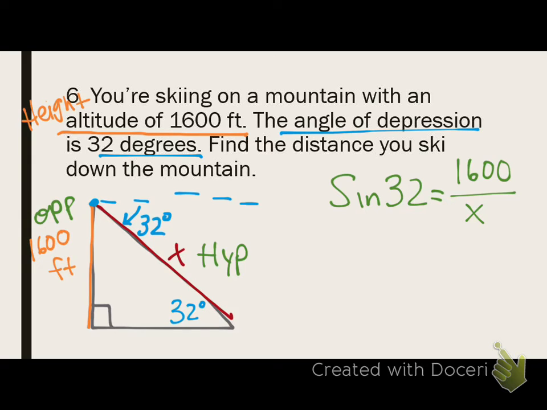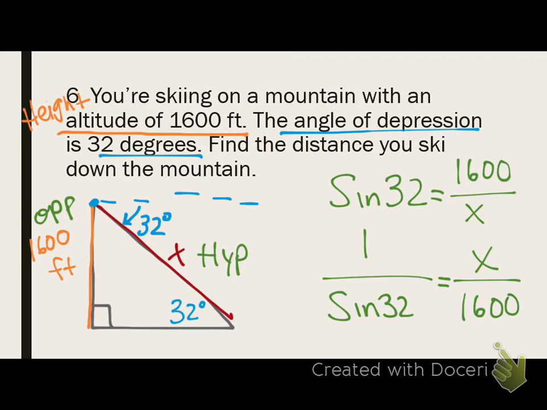Do I need to flip this? Yes. I do. 1 over sine of 32 equals x over 1,600, times 1,600. It doesn't say what to round to. Let's round to the nearest whole number since we're skiing. 3,019 feet. Whoa!